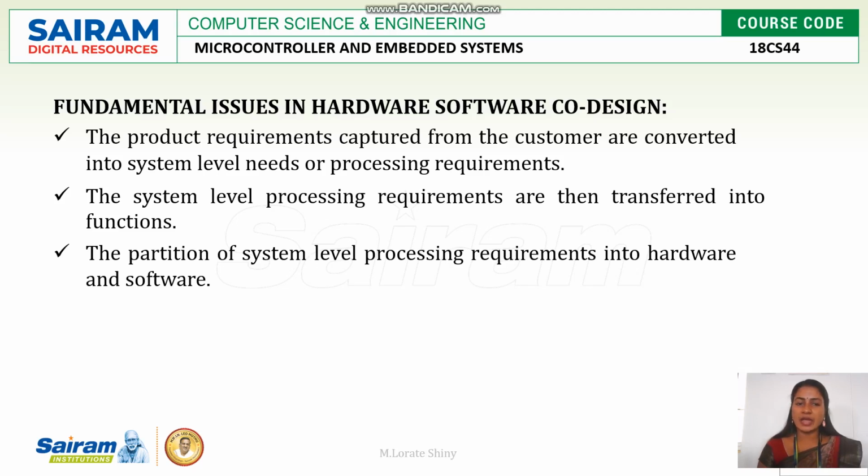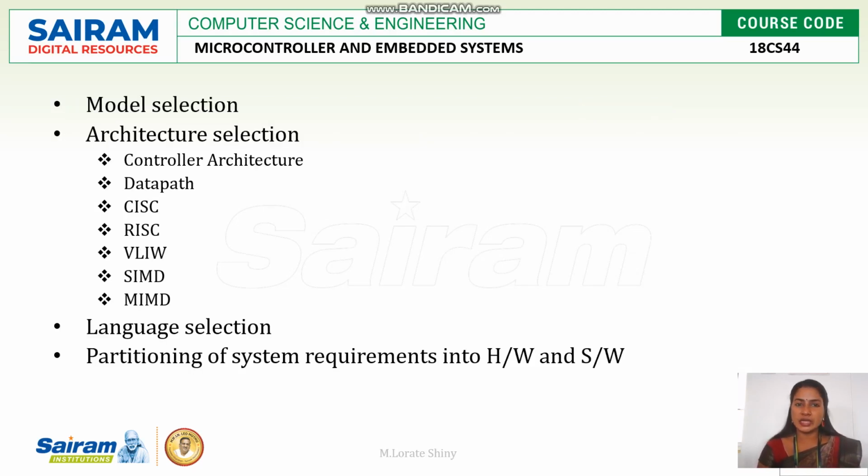In the third step, we have to do partitioning. So the system level processing requirements must be segregated into hardware requirements and software requirements. For that, we can use hardware and software trade-offs. There are a few selections in the process. First one, model selection. Model describes the characteristics of the system.